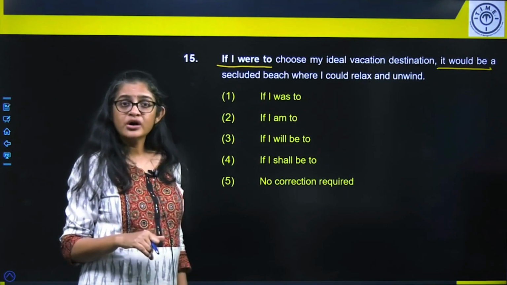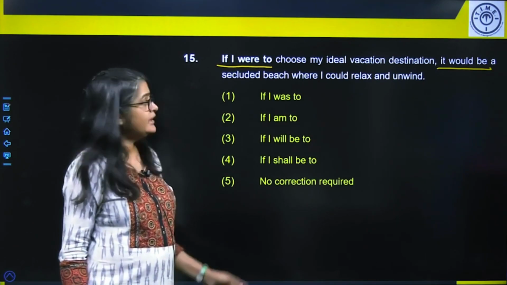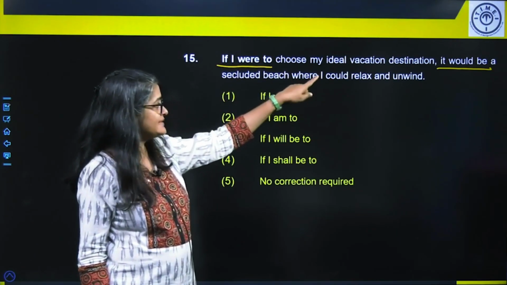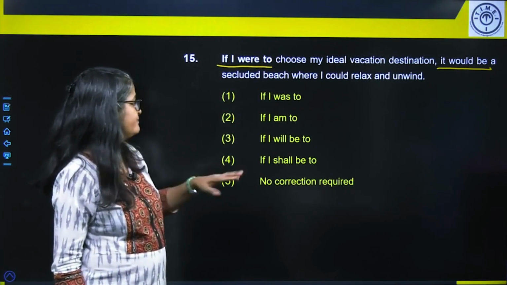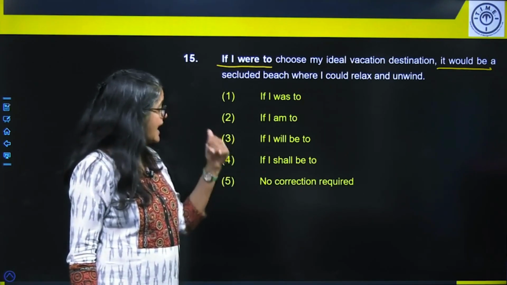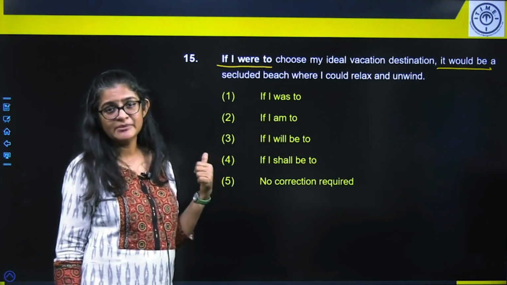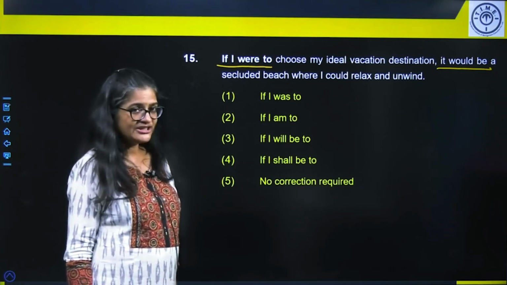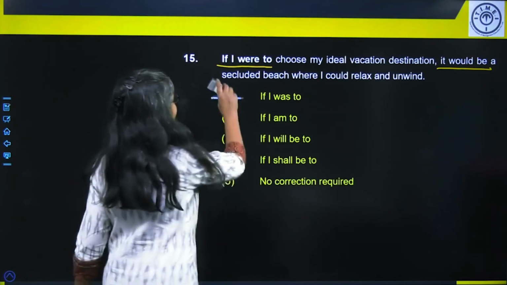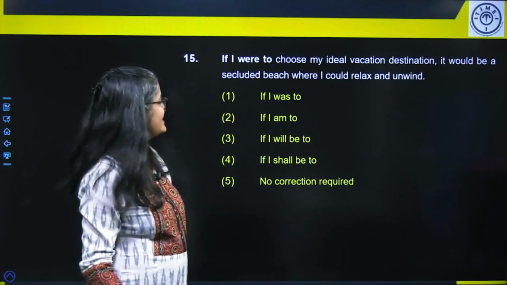If I were a bird, I would fly high in the sky. If I were to choose my destination, it would be. That is why it is not "if I am". If I am to choose this, I will do this. But "would" shows that this is an imaginary situation. Got it?